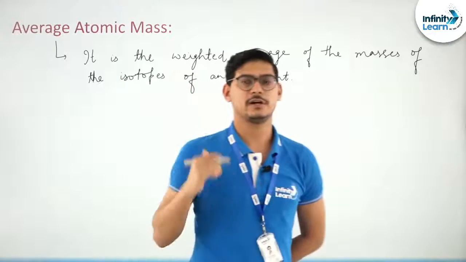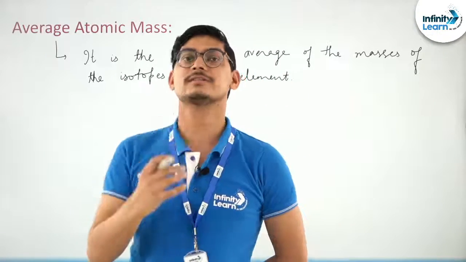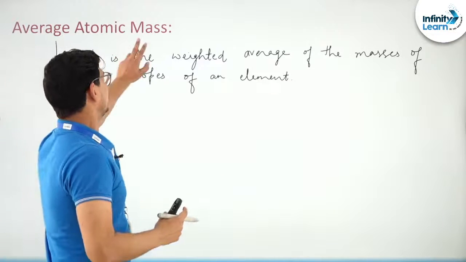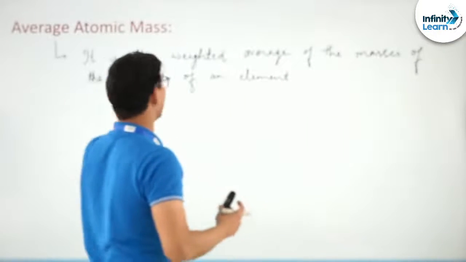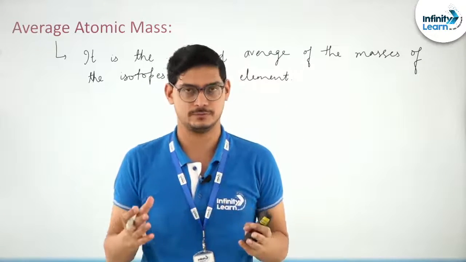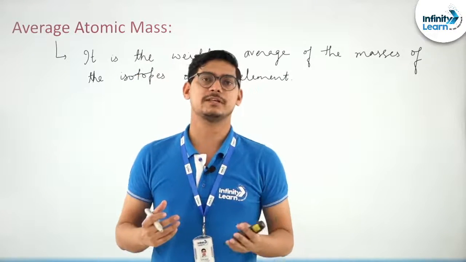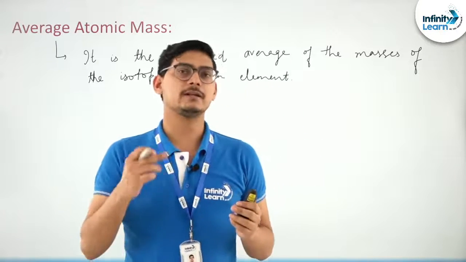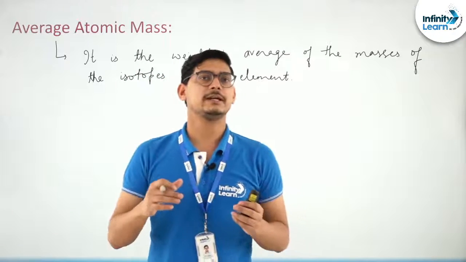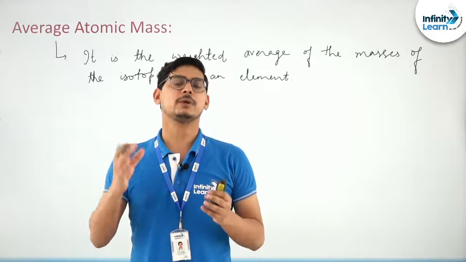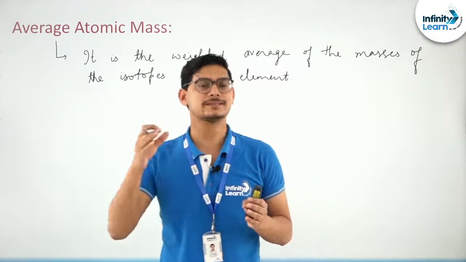So right in front of you is the definition. You just take a moment to grasp this. Average atomic mass refers to the weighted average of the masses of the isotopes of an element. Almost every element occurs in the form of some isotopes. For example, chlorine has two natural isotopes, Cl35 and Cl37. So if I pick a random sample of chlorine from nature, it will essentially contain both types of chlorine atoms. That is, it will contain Cl35 as well as Cl37.